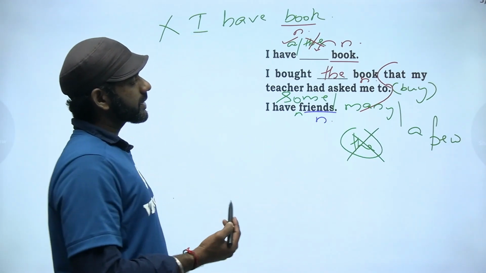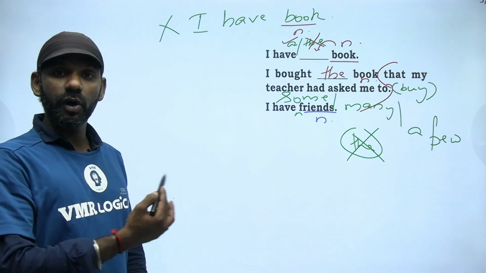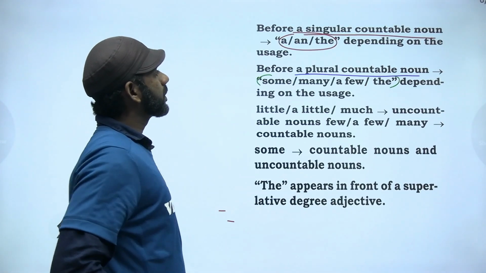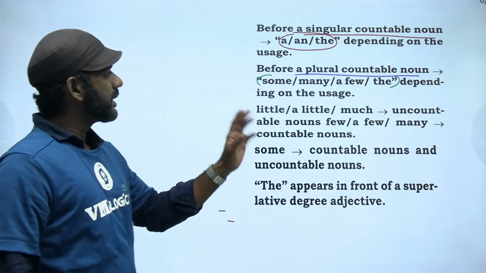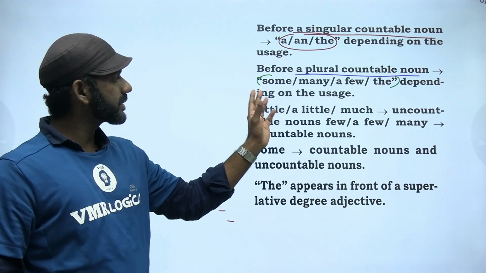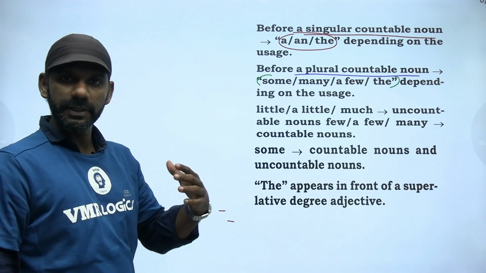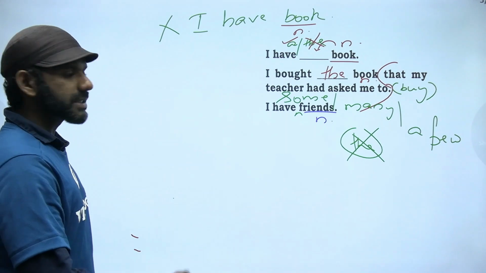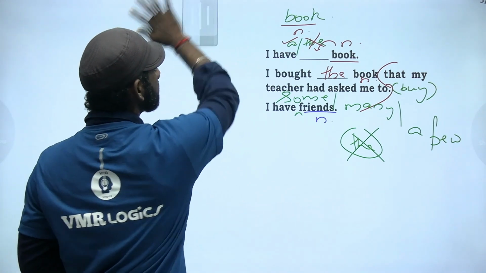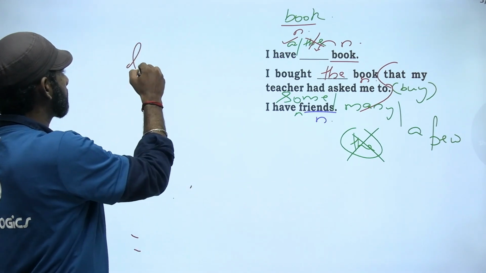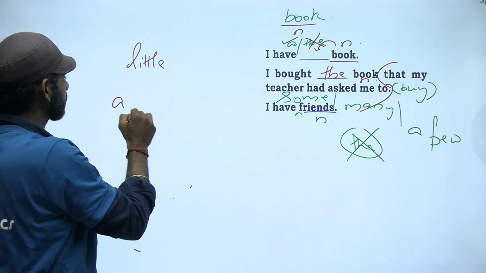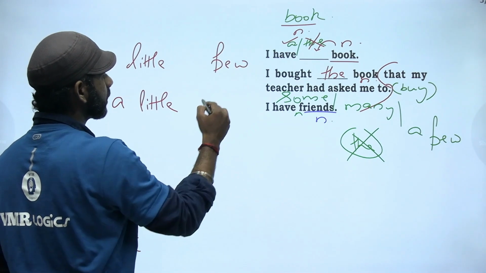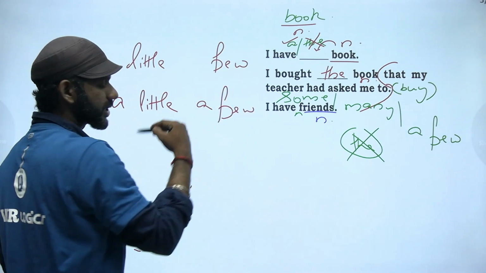I have some friends, I have many friends, I have a few friends. All these are grammatically correct. I repeat, before a singular countable noun, there will be a, an or the. Before a plural countable noun, there will be some, many, a few, or the, depending on the usage. Now I have told you the difference between little, a little, few, a few. We have already gone over it while discussing adjectives.